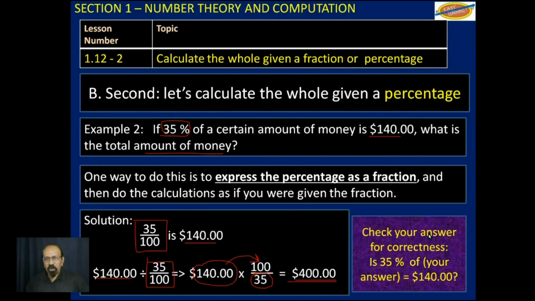Check your answer for correctness. Is 35% of your answer, which is $400, 35% of that $140? And if it is, then you know that 400 is the correct answer.